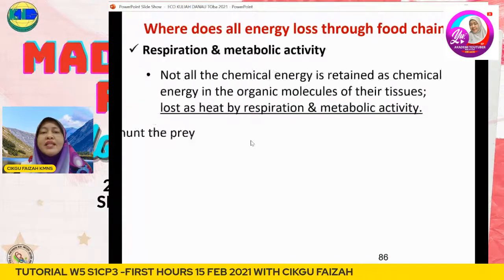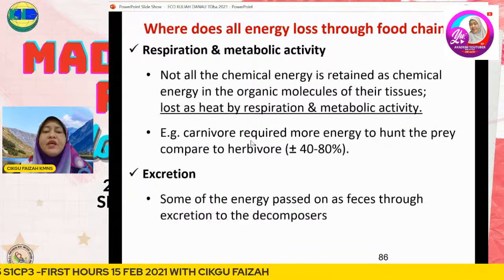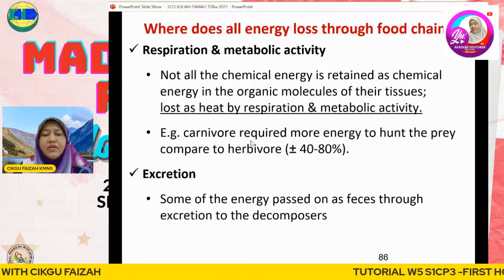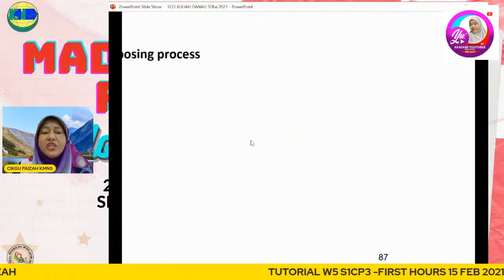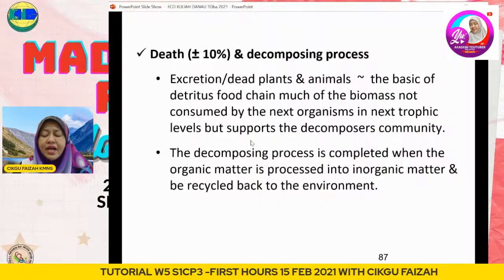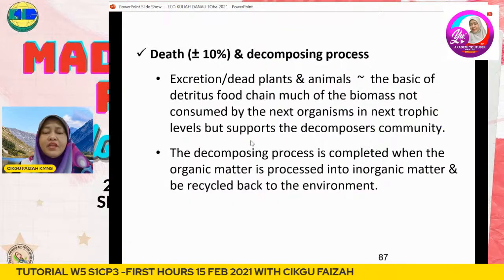Okay, so where does energy get lost? This you need to know, class. Through respiration and metabolic activity, right, and also excretion. And then next, death. Okay, death, 10%, the decomposing process.